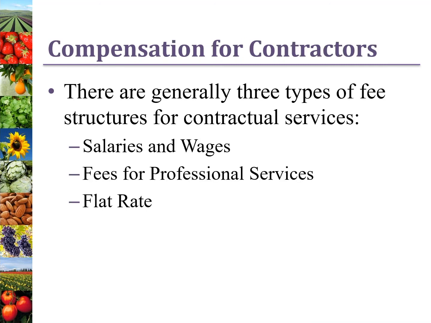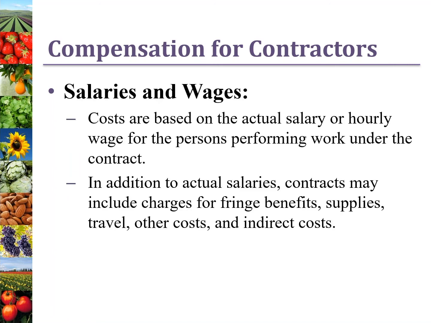There are generally 3 types of fee structures for contractual services: salaries and wages, fees for professional services, and flat rate. For salaries and wages, costs are based on the actual salary or hourly wage for anyone performing work under the contract. The distinction for this fee structure is that, in addition to actual salaries, contracts may itemize charges into budget categories for fringe benefits, supplies, travel, other costs, and indirect costs.